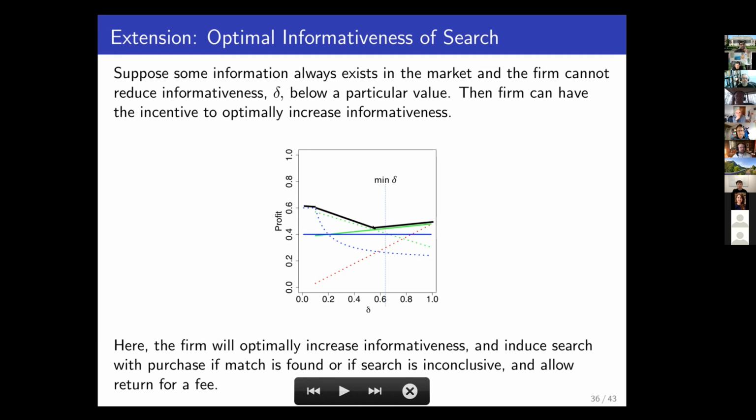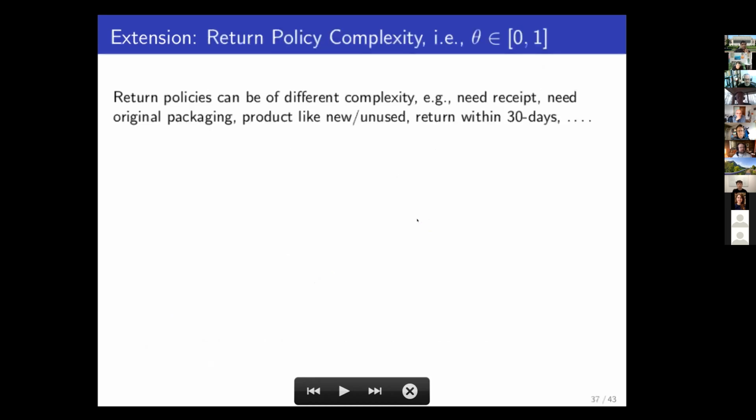So in this case, unrestricted delta, you would go all the way here and say, look, I'm not going to allow you to return, and I'm going to give you a very low price, and that's our deal, and you don't search. But here they say, look, you search and you buy it, even if your search tells you nothing, but you can return it if it ends up that it didn't match you. So that's one, looking at this informativeness.